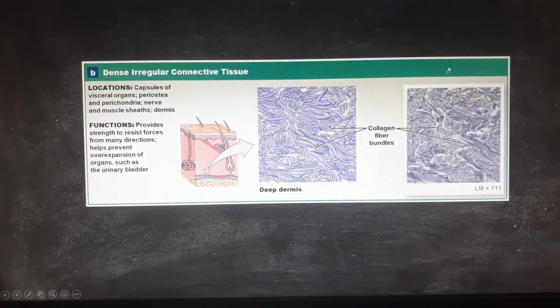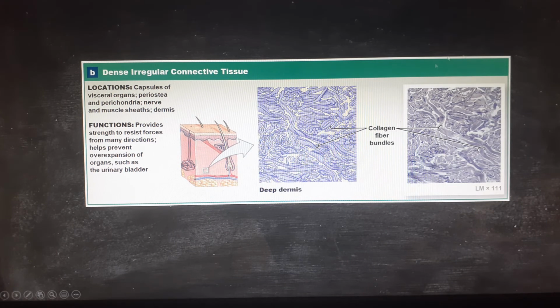So this is what it would look like under the microscope. Here's a photomicrograph. So here's the diagram. Here's the real thing. This is down deep in the reticular layer of the dermis, and we have collagen fibers going every direction.